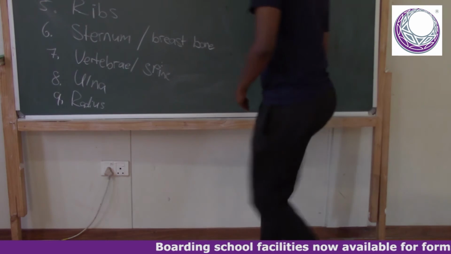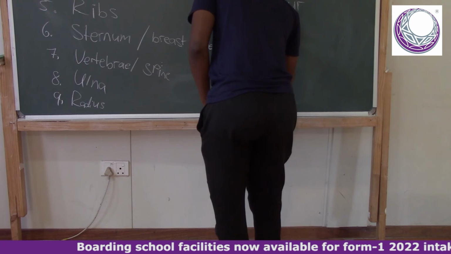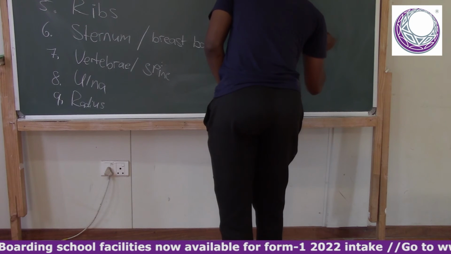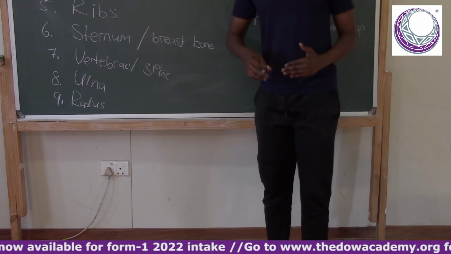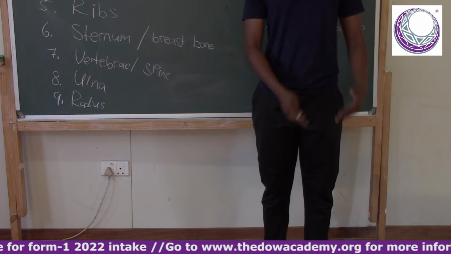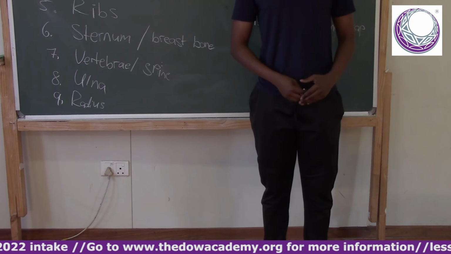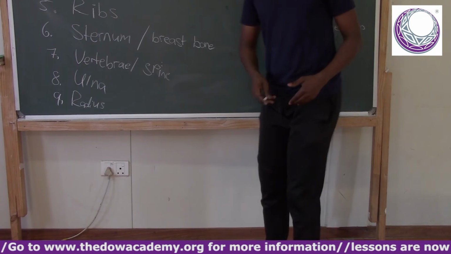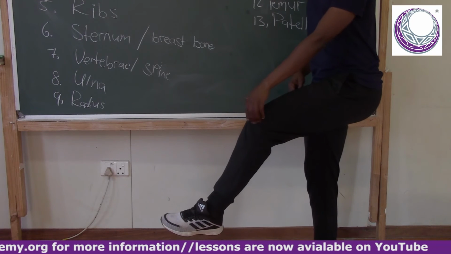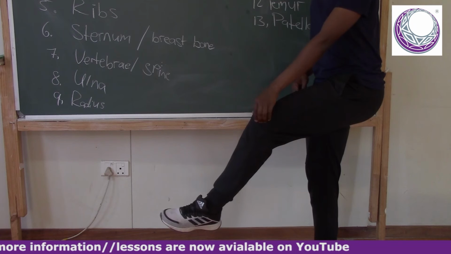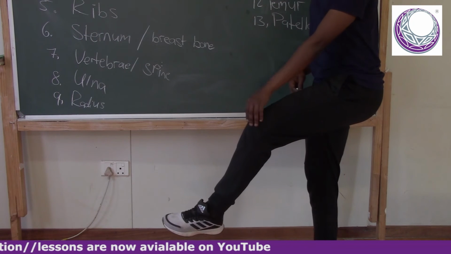Now, for number 13, we have the patella. The patella, otherwise known as the kneecap, is located in between the upper leg and the lower leg, or just at the knee. The patella is right here. This is the cap which you can feel by your knee, slightly movable.